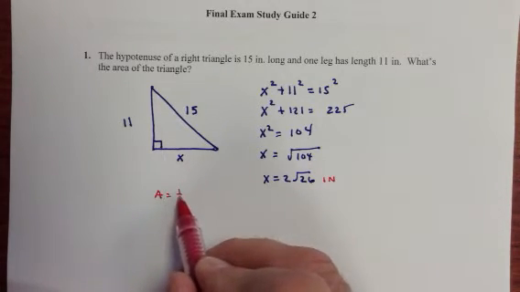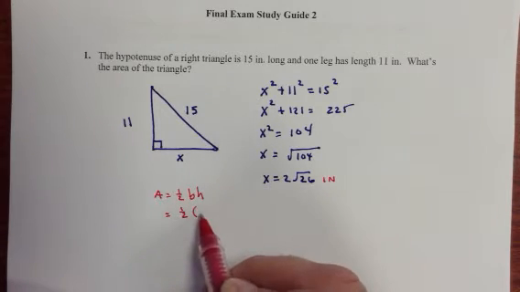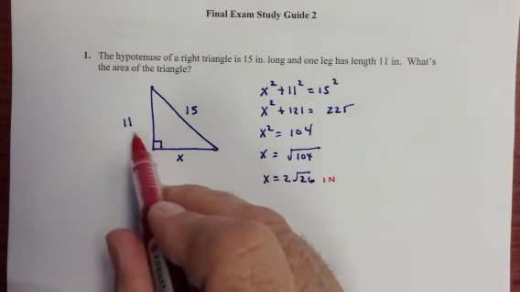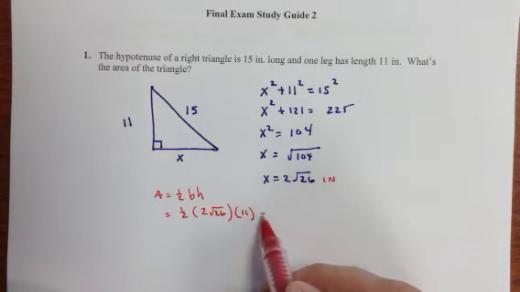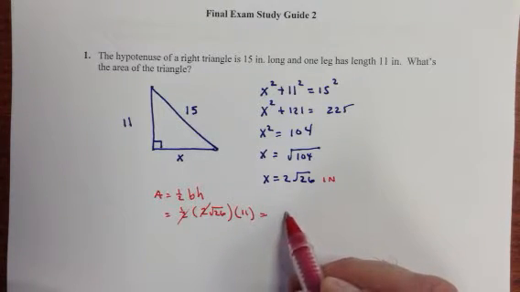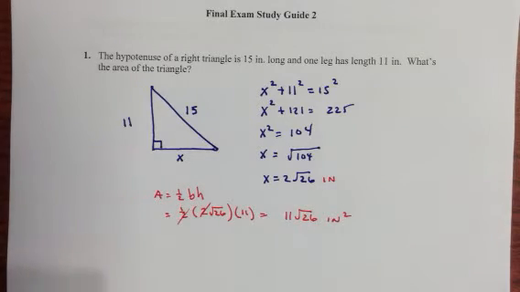Area is equal to 1/2 base times height. So that's 1/2. The base is 2 radical 26. The height is 11. Half of 2 is 1, so those cancel. So 11 radical 26 square inches. So Pythagorean's theorem and area.